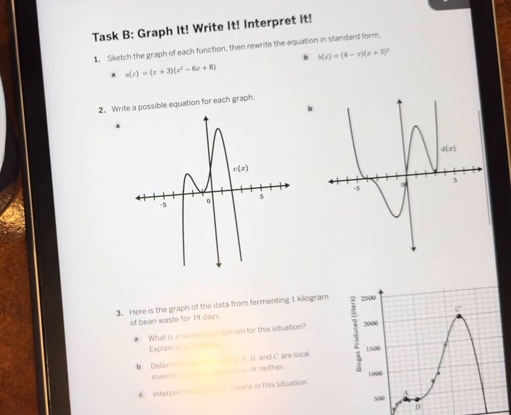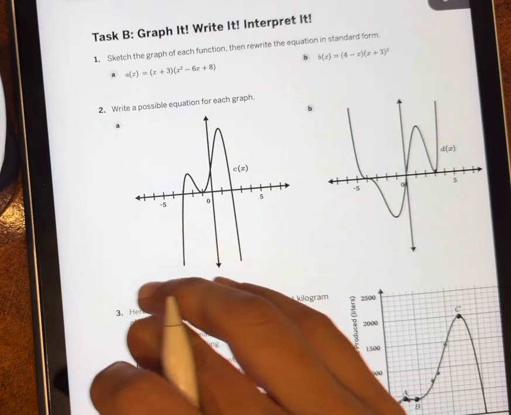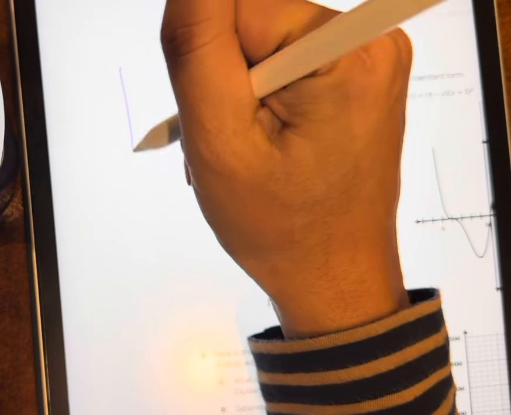Let's go sketch. Let's go sketch some graphs. Okay, sketch the graph of each function and then rewrite the equation in standard form. Oh, no, thank you. Okay. Let's go look at a graph.